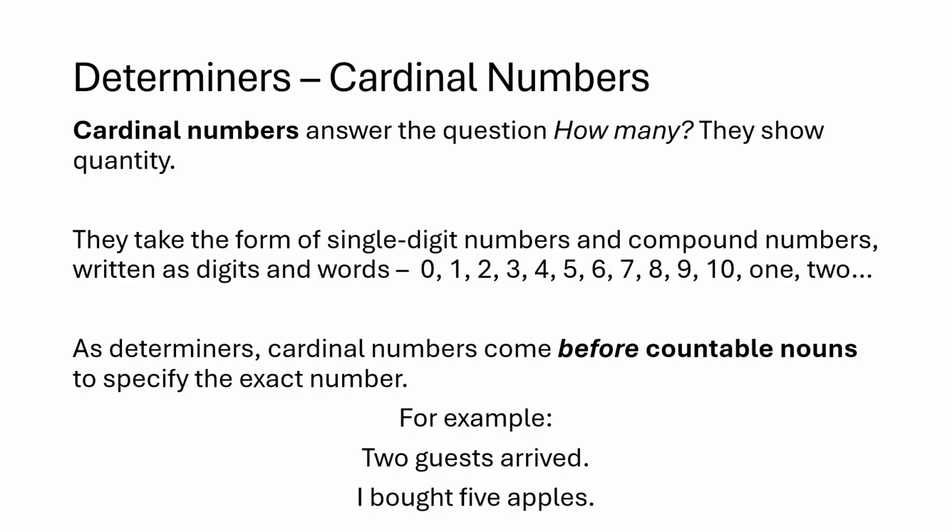As determiners, cardinal numbers come before countable nouns to specify the exact number. For example, 2 guests arrived. I bought 5 apples.